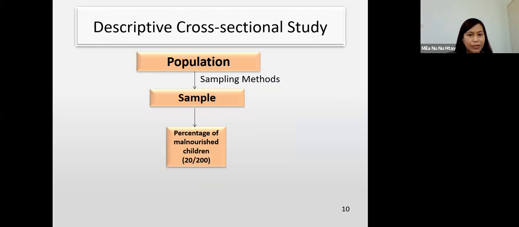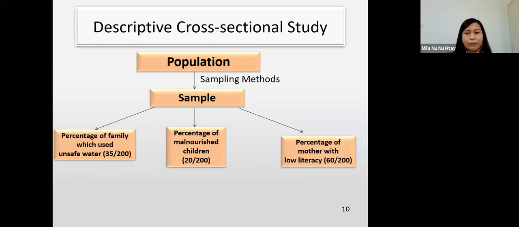So as I mentioned in the previous diagram, if we would like to know the prevalence of malnutrition, of malnourished children, yes, you can calculate it from the findings. And if we also would like to know how many of the families are using an unsafe water supply, we can also get it from that survey. And if we would like to know how many of the mothers have low literacy, we can also get it from that survey. But as you can see here, we can estimate the prevalence of the exposure factors, other factors, and outcome factors. However, we do not compare them as two groups. So this is the overview of the descriptive cross-sectional study design.